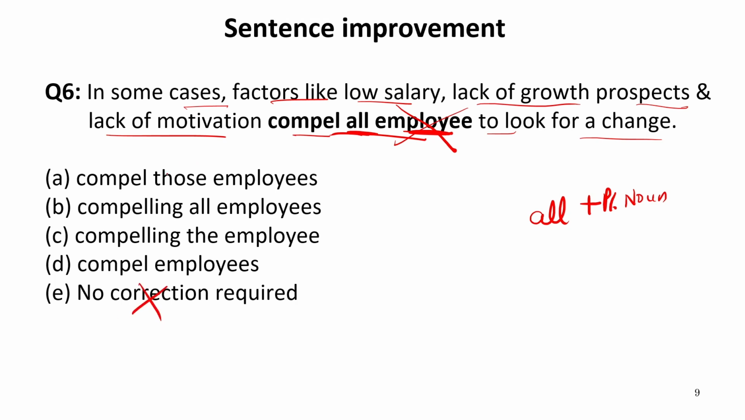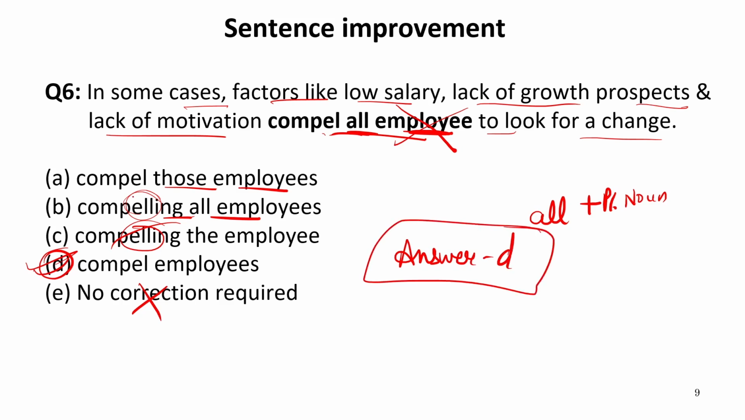Now, let us see the options. Compel those employees, compelling all employees. Now, compelling is not the correct verb to be used over here. So compel employees. D will be the correct answer. So, our answer is D, which is correct. Let us read the entire sentence again. In some cases, factors like low salary, lack of growth prospects, and lack of motivation compel all employees to look for a change. Now, this will be the correct sentence. Now, let us move to the next one.